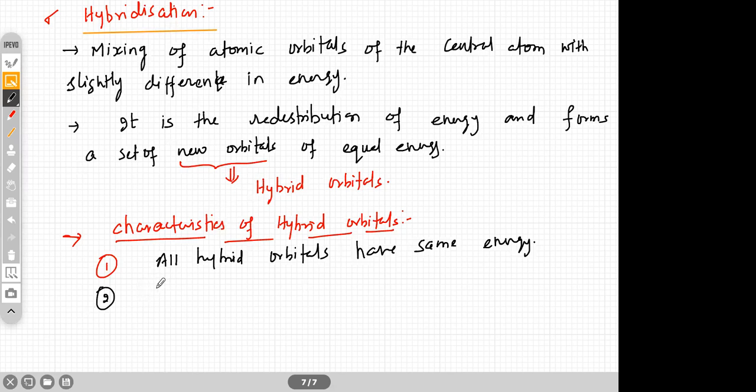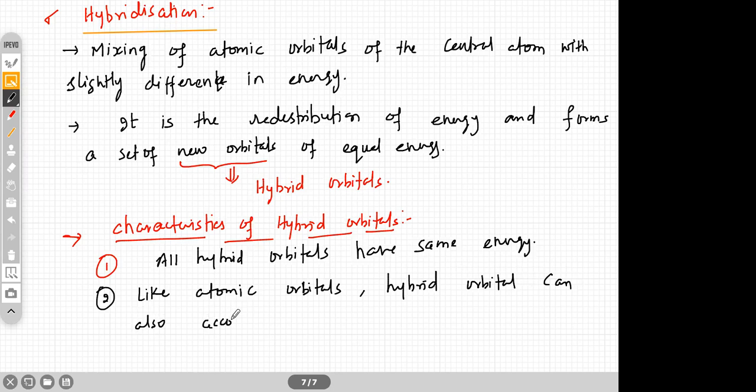Like atomic orbitals, a hybrid orbital can also accommodate a maximum of 2 electrons. More than 2 is not possible. Just a second, Aditya, I'll explain. Wait. Third point.